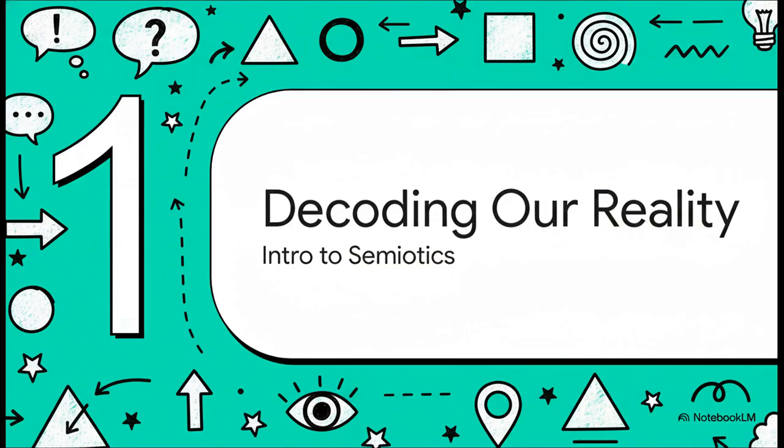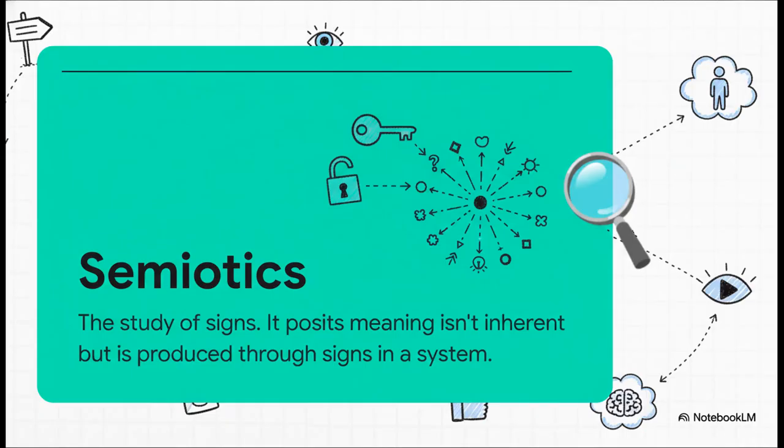The field that gives us the tools for this decoding job? It's called semiotics. Basically, you can just think of it as the study of signs and symbols, and more importantly, how they actually create meaning in the first place. Yeah, semiotics is kind of like the ultimate decoder ring for culture. It was developed by some really brilliant thinkers back in the early 20th century, and it all boils down to one core idea. Things don't just have meaning on their own. Nope. Meaning is something we create, as a society, by using these systems of signs.